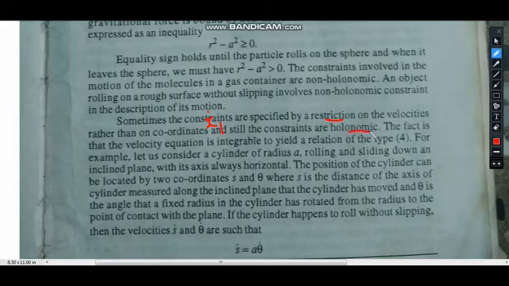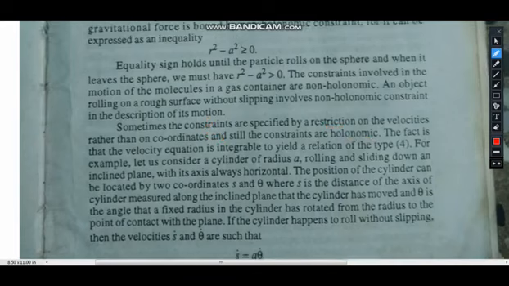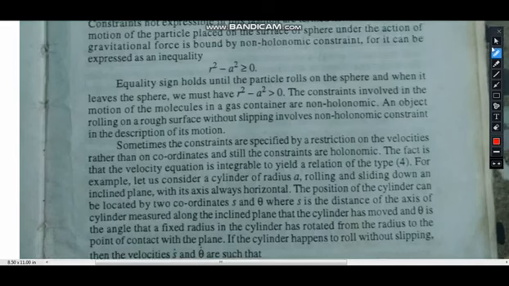So if the restriction involves the velocities rather than the coordinates, still the constraints can be holonomic. We have already seen that in holonomic constraints the coordinates are involved. Sometimes the velocities can also be involved. The fact is that the velocity equation is integrable. So if you integrate the velocity, you will get the coordinates. When x1 dot is integrated, you will get x1, integrable to yield a relation of the type 4. Even though it involves velocity, we can say it is a holonomic constraint. It can be derived into equation 4 by integrating.